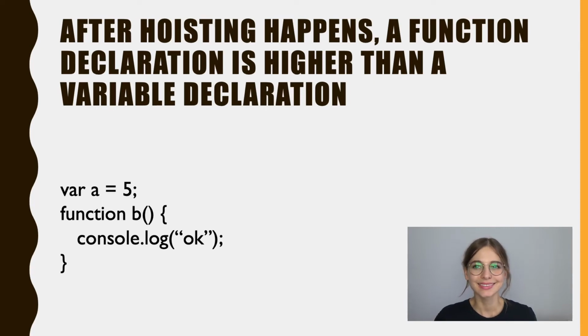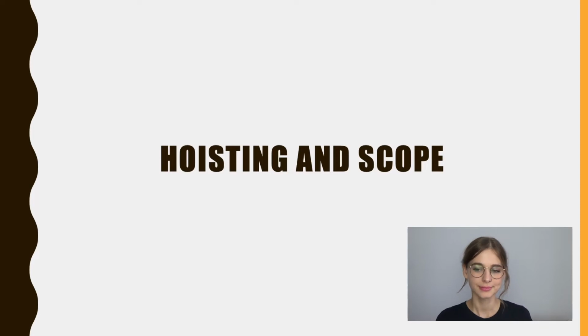After hoisting happens, a function declaration is higher than a variable declaration. This has already been mentioned in our first example. The function will be moved to the top, and only after the function has been moved or hoisted, the declaration of a variable will go to the top right after the function declaration. Hoisting and scope are very much related, because we need to understand scope in order to understand where things are being hoisted, where they are moved, where they are after the hoisting happened.